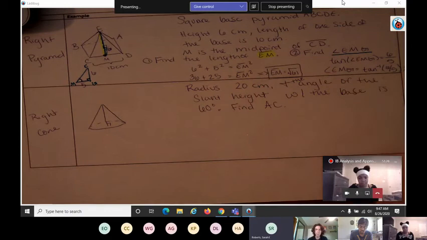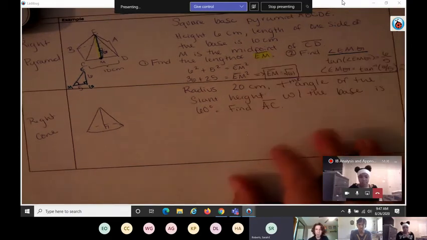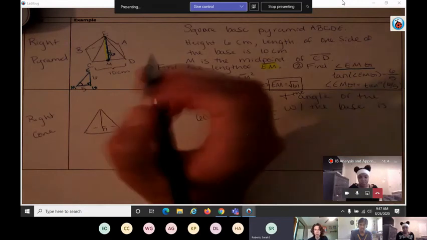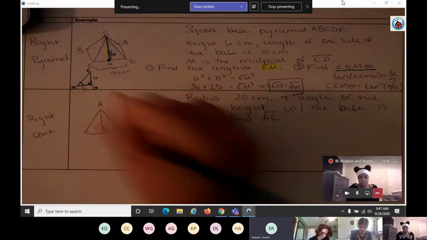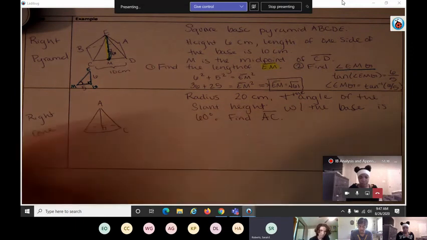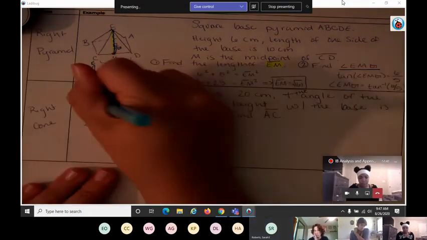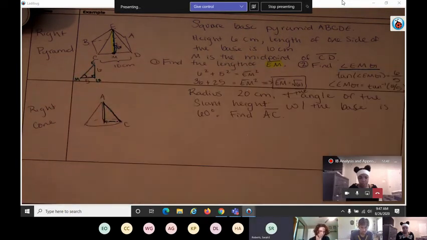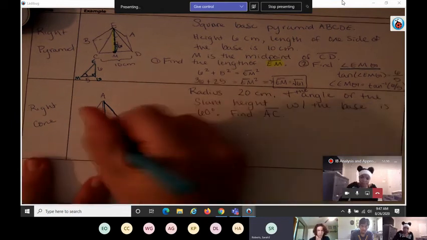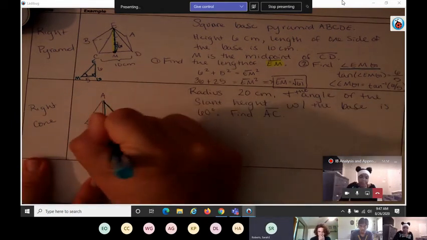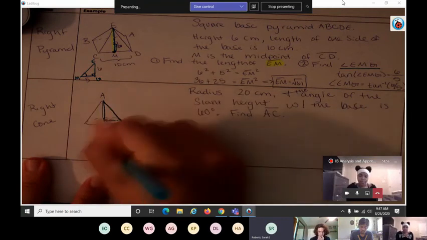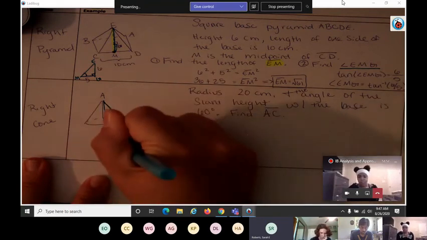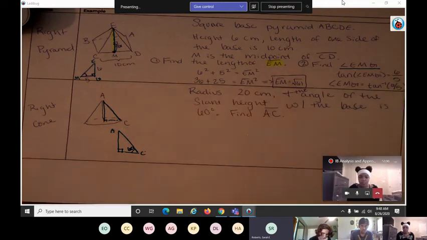It would be helpful if I labeled my cone. So A is here, C is there. I'm going to pull out, so basically this makes a triangle right there. Okay, A is here, C is here, right angle, and this is 60 degrees. Our goal is to find AC. Oh, and we also know that this is 20. We need at least the side length.